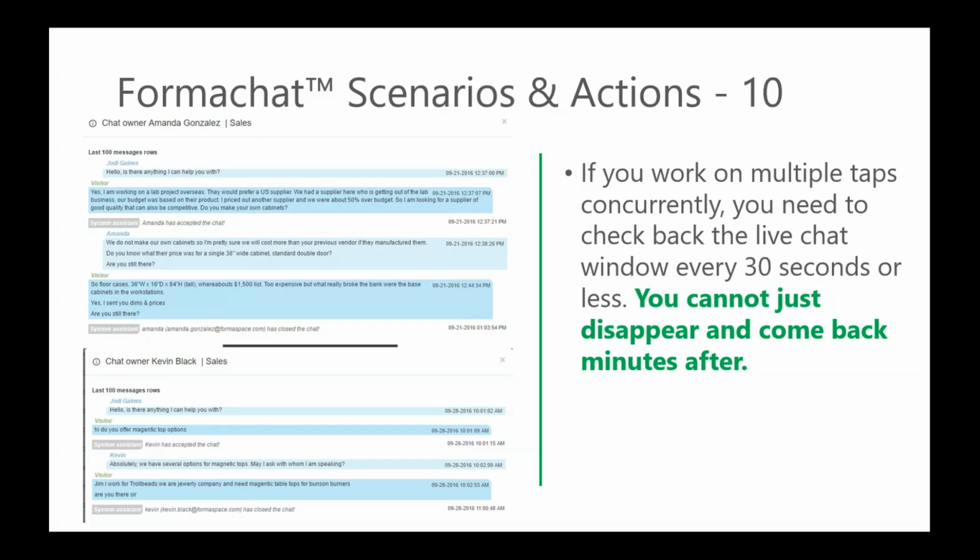So here's another example of disappearing in the middle of a chat. The visitor asks a question, and then we appear and then don't come back for 60 seconds, 90 seconds, or a few minutes. So obviously they're not going to wait that long.